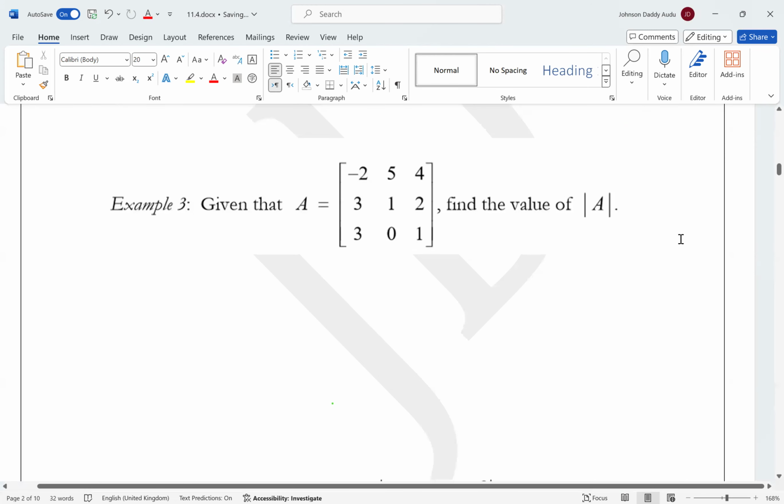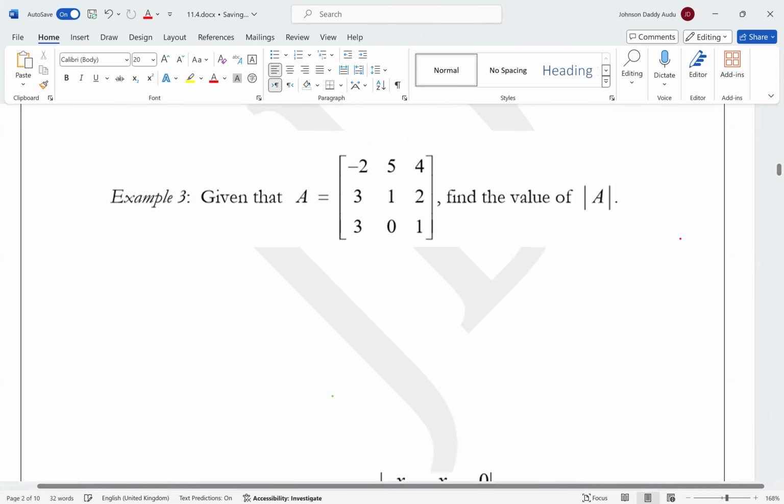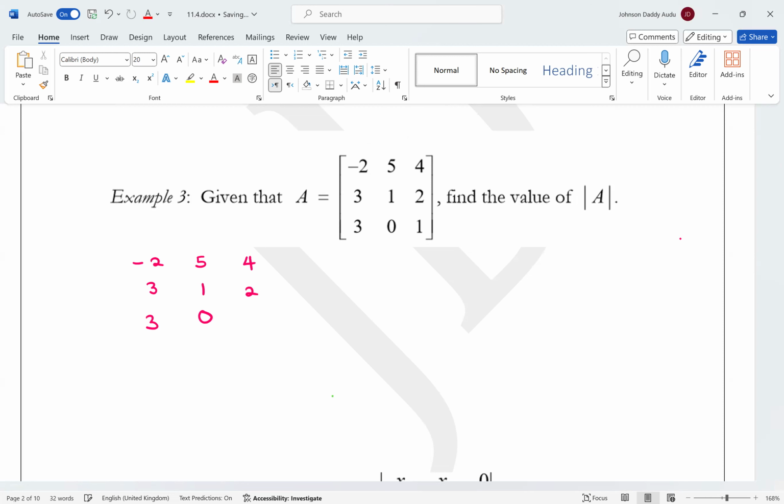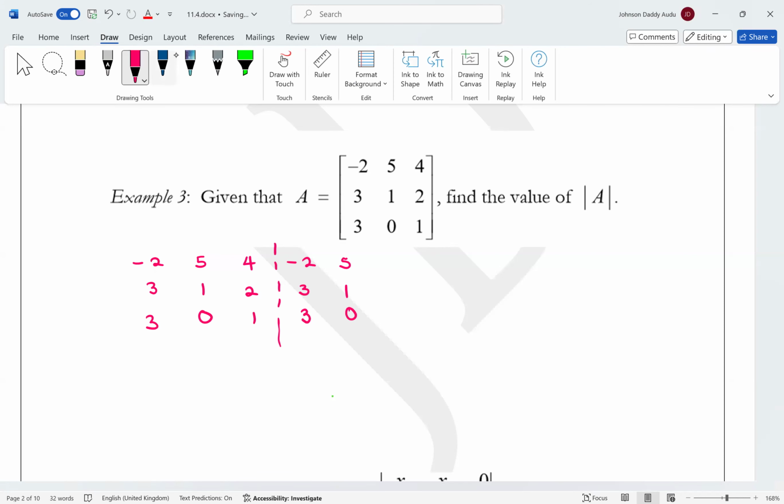So let's apply that to example number 3. All we need to do is write minus 2, 3, 3, 5, 1, 0, 4, 2, 1. Then we augment this with minus 2, 3, 3, then 5, 1, 0. So once we have this, then we just need to draw lines.